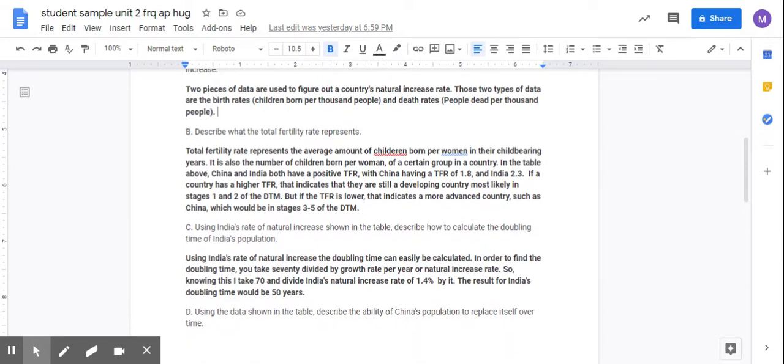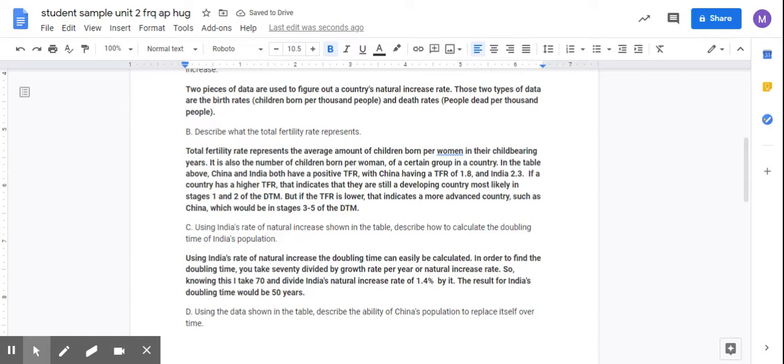Part B, now you have to describe, you have to paint a picture of what total fertility represents. So what this is asking you, again, you guys got to know what the question is asking you. It's asking you, what does total fertility mean? And what does it look like? So this is a great response from a student. One typo, but that's not a big deal. We're going to change it right now.